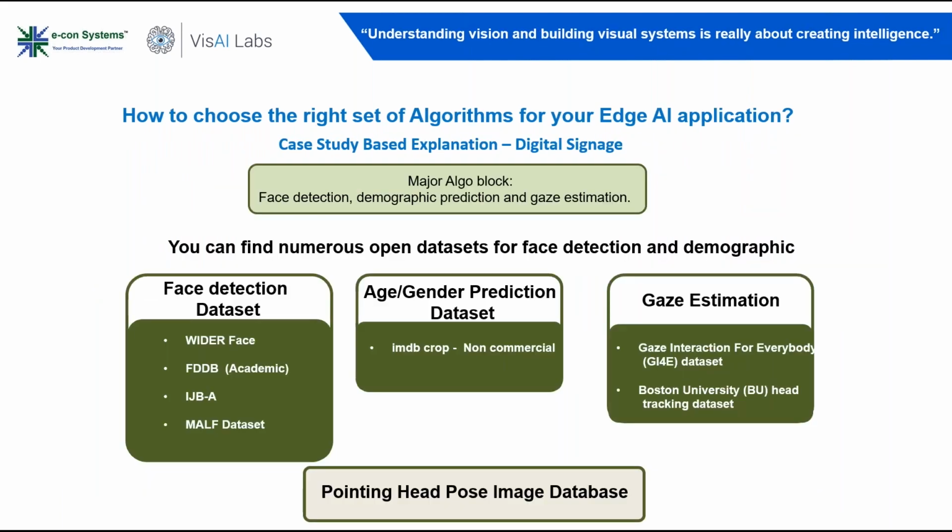This particular slide explains the digital signage application we developed. In the case of the digital signage application, we had to develop three different models to address face detection, age and gender prediction, and gaze estimation. This particular slide is listing the different data sets that are available on the internet. And a smart digital signage application needs privacy because it is placed in public and customers do not prefer to have their images on the system for privacy reasons.